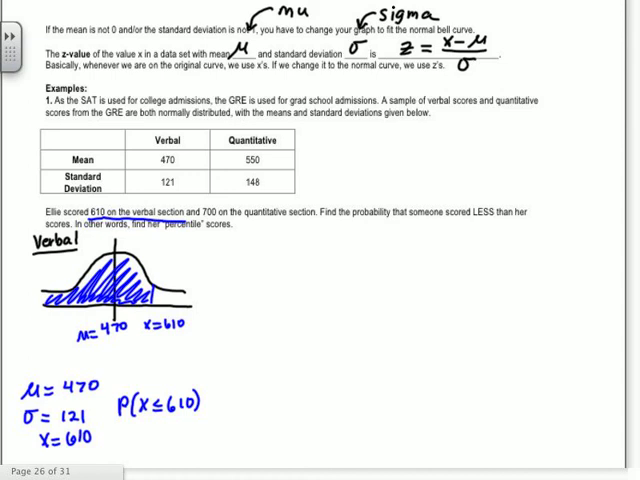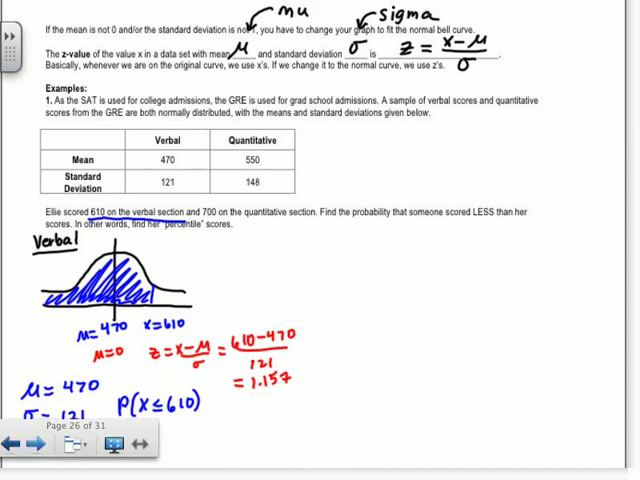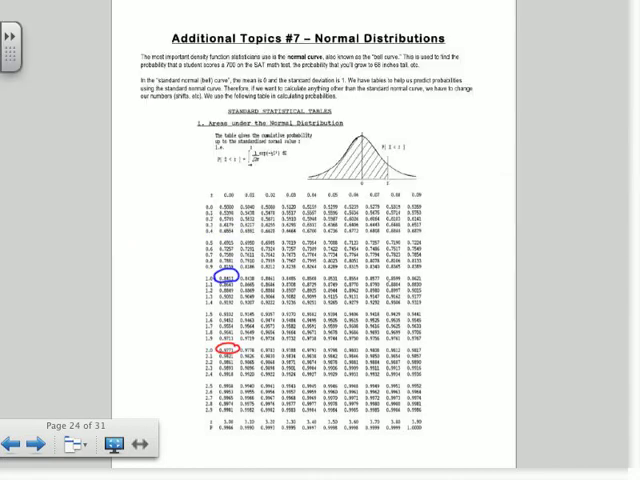So we change this one. This one becomes 0. So my new mean is 0. This one's going to be a z-score. So we change it from x, the original amount, to z, the new thing. And we do that with this formula. So z equals x minus mu over sigma. So x is 610, mu is 470, sigma is 121. What do you guys get when you do that? 1.157.